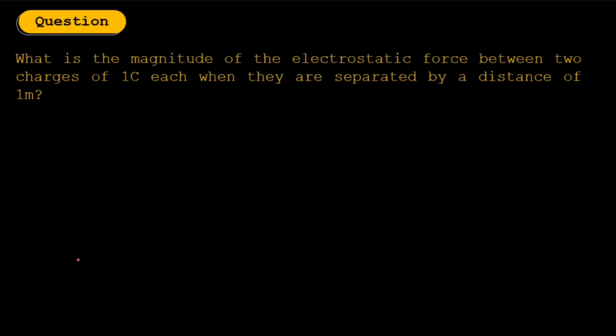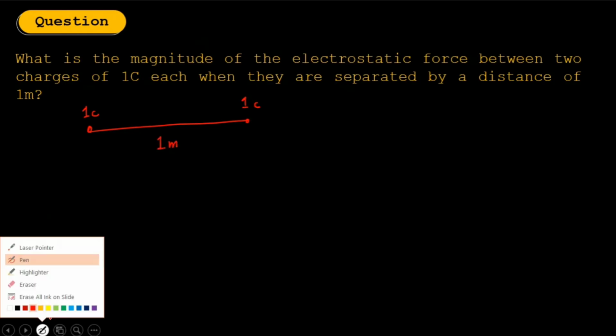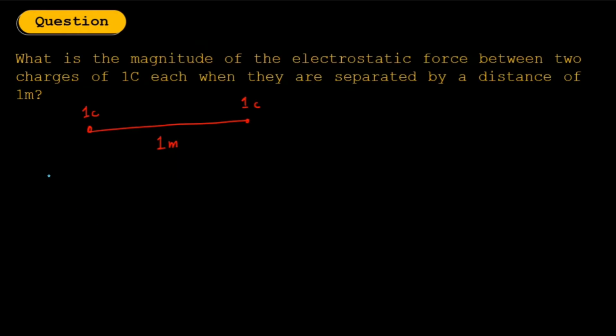The question says, what is the magnitude of electrostatic force between two charges of 1 coulomb each when they are separated by a distance of 1 meter? Just try to figure it out. You just have to apply the relation. All the things are given here. There are two charges, 1 coulomb each, separated by a distance of 1 meter. The question is, what is the magnitude of the electrostatic force? Let us try to find the force.